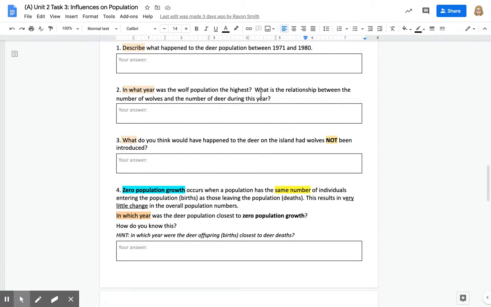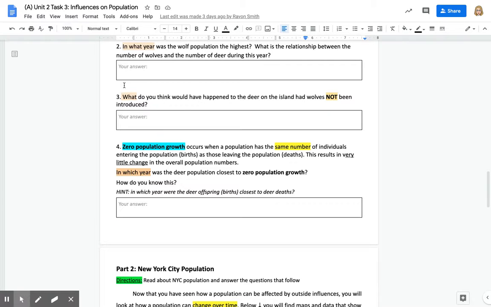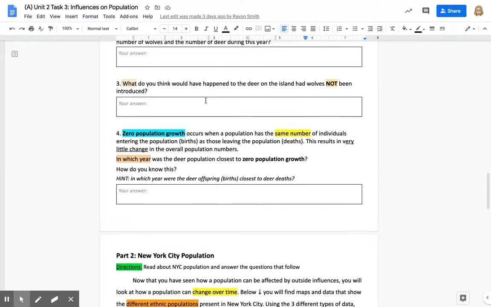When was the wolf population the highest? And then if you look at the other numbers in the table, were there any relationships between when the wolf population was the highest and the number of deer? Like what were the deer doing in that time that the wolf population was the highest? Then you're going to think about what would happen to the deer on the island if the wolves had not been introduced?